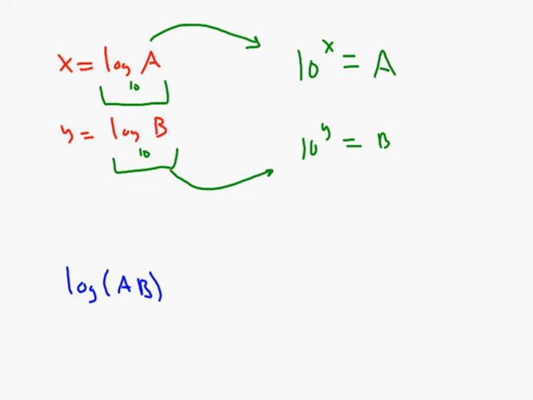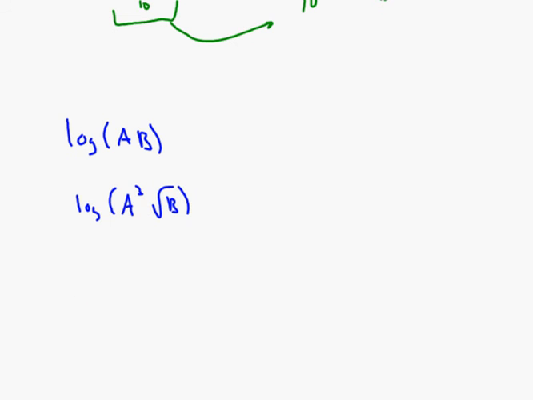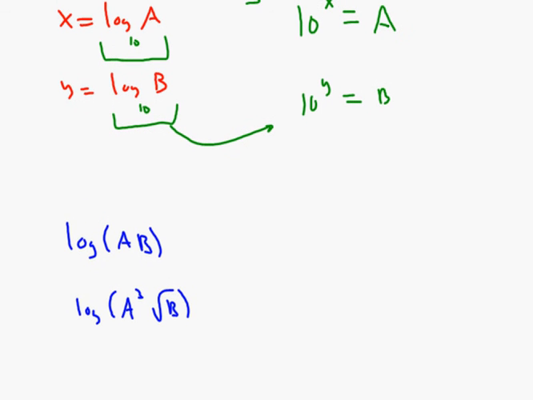Let's try a few more while we're at it. Let's also try the log of a cubed times the square root of b. And then one more, just to get us going here. How about this? A times b. All right? Give those a shot. Pause for a minute. Take a look at these things.